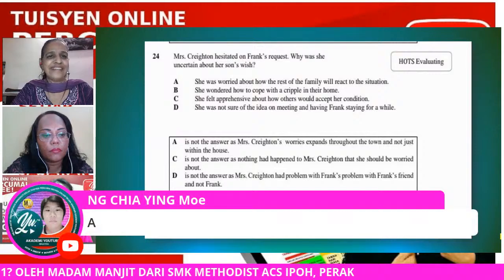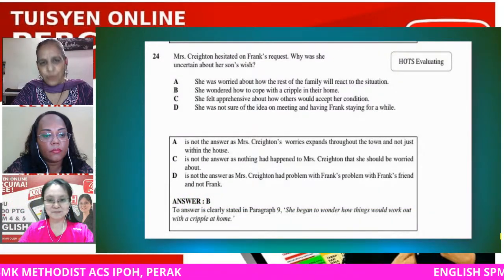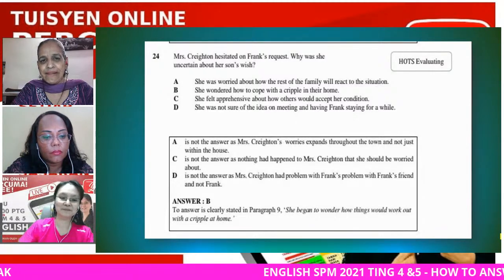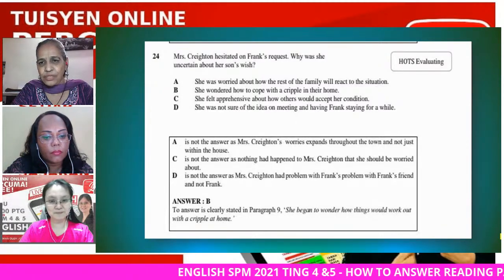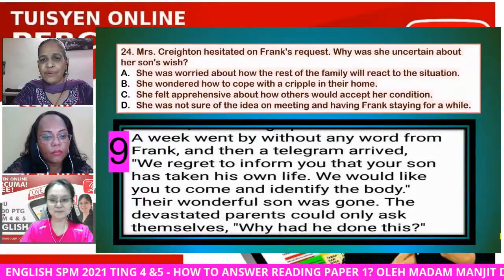So the answer is actually what? She wondered how to cope with a cripple in their home. You understand or not? The answer is clearly stated in paragraph 9. She began to wonder how things will work out with a cripple at home. Can you see the word? How things will work with a cripple at home.